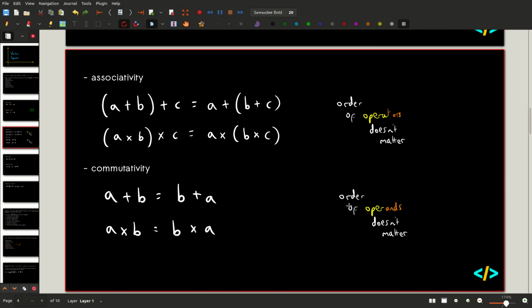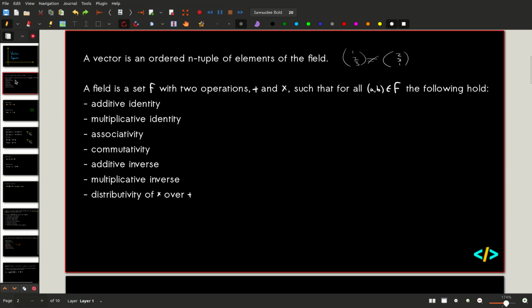Isn't associativity also just within the same... Yeah, so these operators have to be the same precedence, essentially. So this would actually also apply if we had minus, but in the definition of a field, we just care about addition and multiplication. Okay, that's associativity and commutativity.